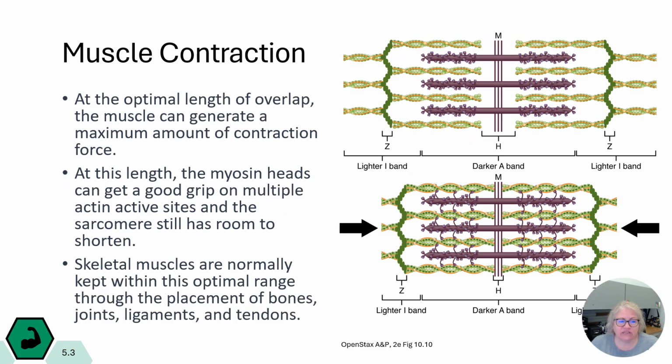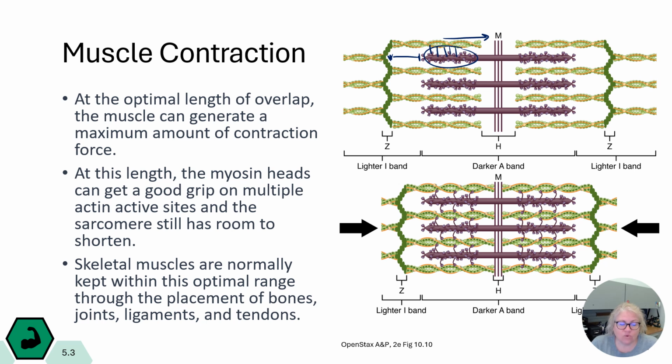At the optimal length of overlap, the muscle can generate a maximum amount of contraction force. At this length, the myosin heads can get a good grip on multiple active sites, and the sarcomere still has room to shorten. So here we have this overlap. Those myosin can still move the actin. There's still room for the actin to move inward. There's still room in this I band for shortening, and there is enough area for myosin heads to grip on actin, to get a good grip, to pull that actin towards the midline.